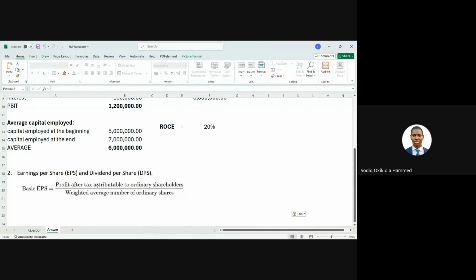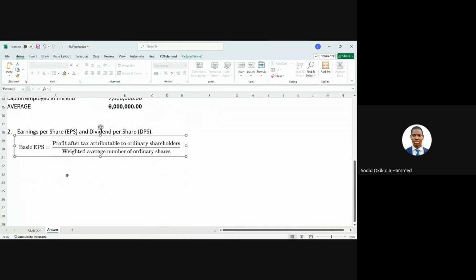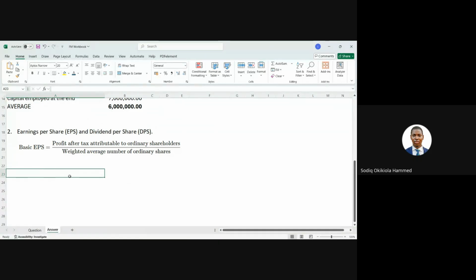So this is the formula for our earning per share. You can see the formula is written as basic earning per share. So earning per share is also divided into basic and diluted. But as far as we are concerned, the scope of this course is only on basic. So when they say earning per share, they mean basic earning per share. In some cases, we have diluted earning per share.